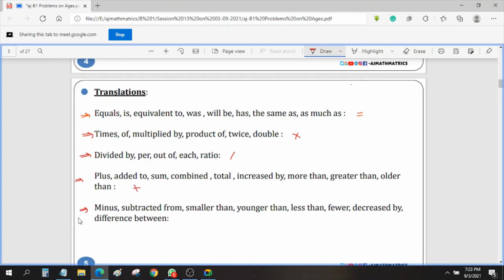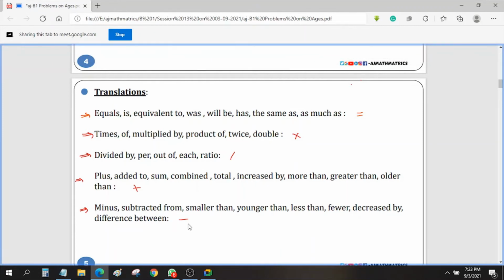Then what about the minus symbol? Minus, subtracted, smaller than, younger than. Ajay is 8 years younger than Vijay. Younger, less, fewer, decreased, difference. We use the mathematical symbols. Okay, so these are all the cases where we use the mathematical operations to convert the data into the equation.